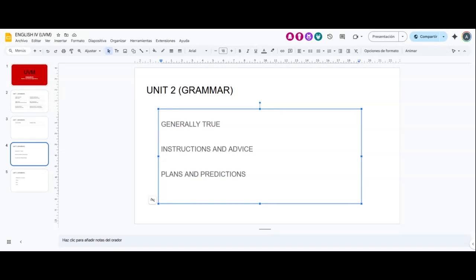And Maria del Rocio, could you please help me with a conditional that conveys a meaning of instruction or advice? And Junwen, help me with plans and predictions, conditionals. If you could please write in the presentation an example. Damaris, generally true conditional. Maria del Rocio, instructions and advice conditional. And Junwen, plans and prediction conditional, please.